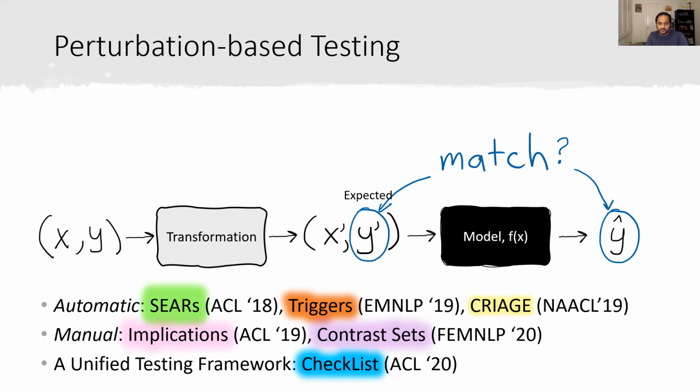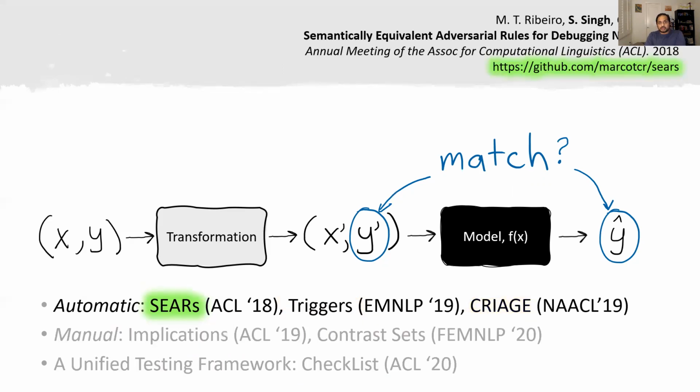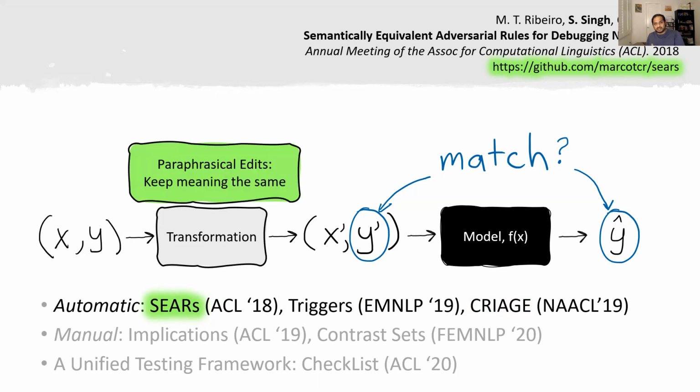So let's get started. I'm going to give you a few examples from the work and then focus mostly on checklist. So first, I'm going to talk about SEARS, which is semantically equivalent adversarial rules. That's a lot of tech-sounding words, but the main idea here was to say that I'm going to take my original X and I'm going to transform it without changing its meaning. Right? So in some sense, it's going to be paraphrasical edits, or I don't know what you want to call it, but the meaning is exactly the same. That's why it's semantically equivalent. And clearly in that case, we don't expect the output to change. So there is no y prime, there is just y. And then we send x prime to the model and see whether the output has changed or not.